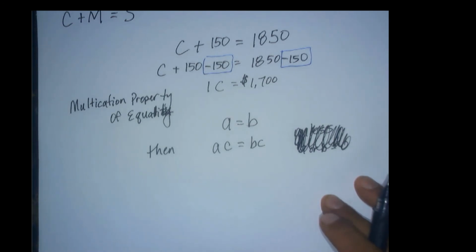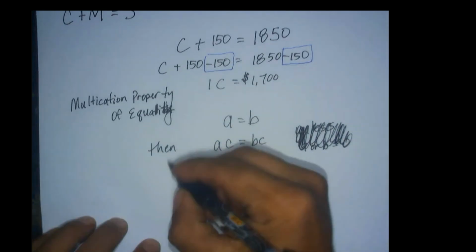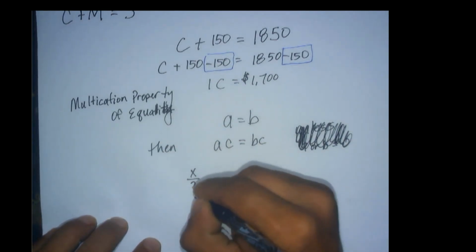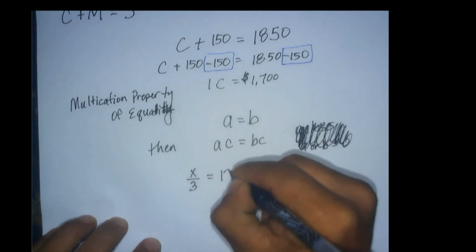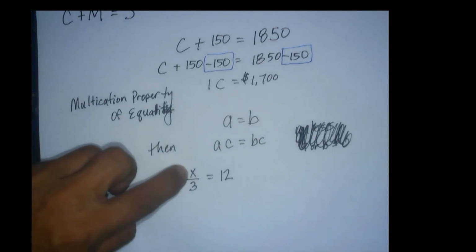Okay, X divided by 3 is equal to 12. Is that linear? Yes, because X is in the numerator. So that's linear.